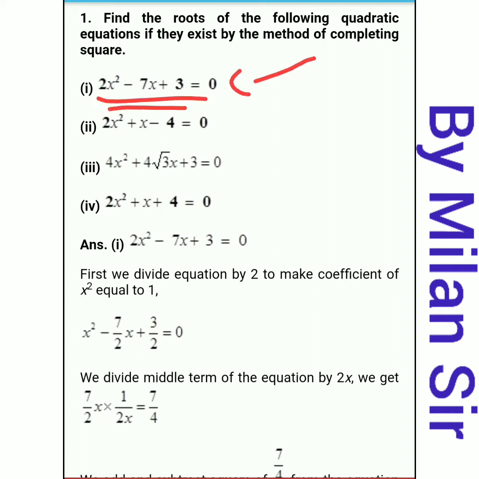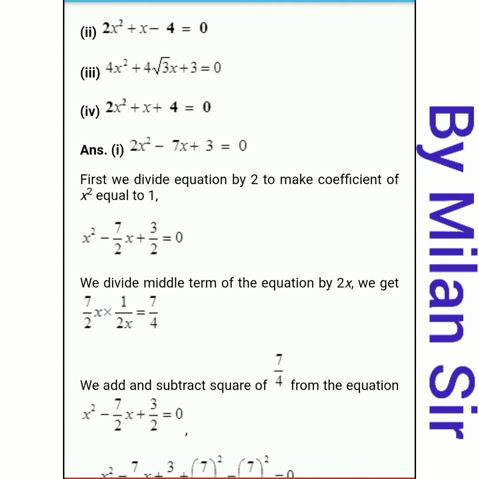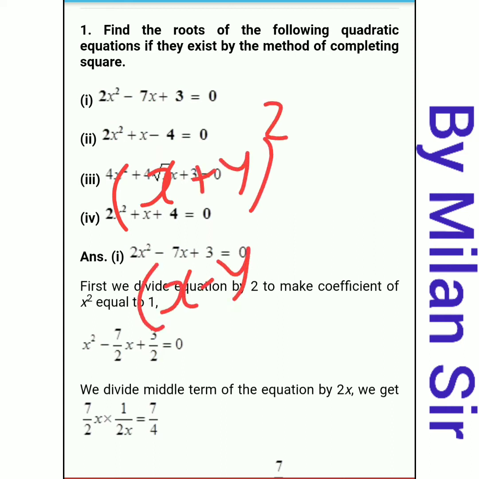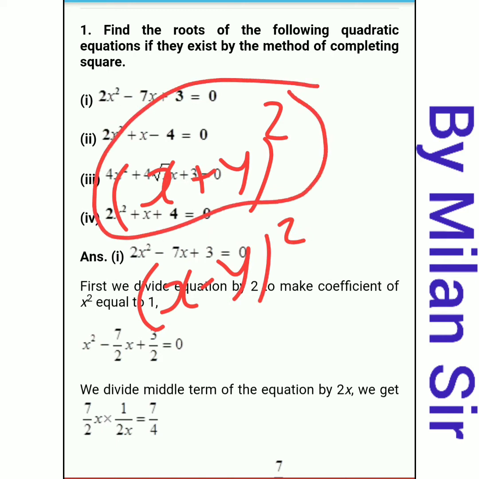Our question number 1 is 2x square minus 7x plus 3 is equal to 0. Now what is the completing the square method? For that we have two methods. Completing the square means we need to complete this square, that means our two identities, (x plus y) all square, otherwise (x minus y) all square. We need to form our equation like this.